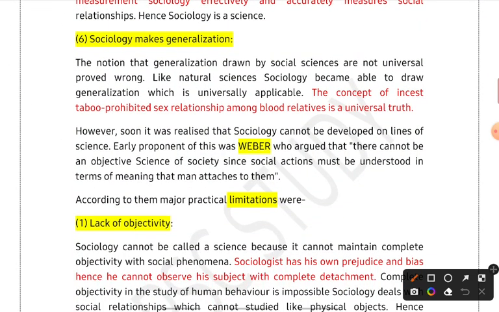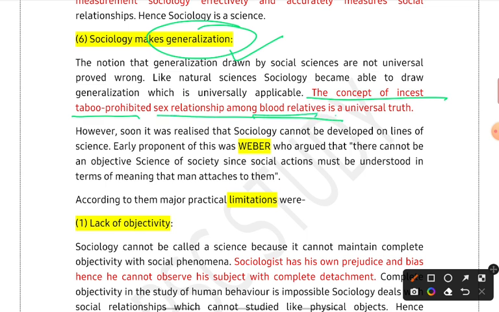Then sociology makes generalization. Obviously, suppose the concept of the ancient taboo prohibiting sexual relationships among blood relations is a universal truth. You cannot marry someone in your blood relation. That is a general theory: no family anywhere in the world allows a person to marry within its blood relation. You can relate this with Indian society. So it is trying to build a general theory.